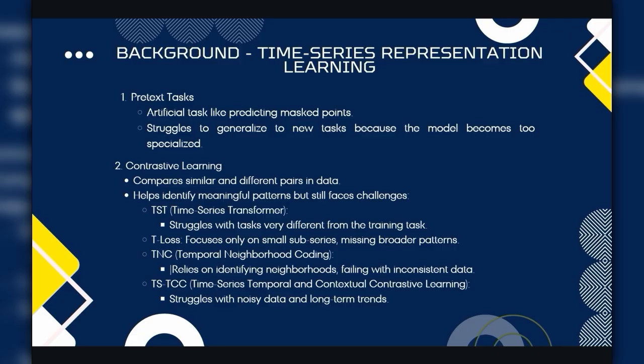For example, the time series transformer struggles to adapt when the target task is very different from the one it was trained on. With T-Loss, the method only focuses on comparing smaller subseries, which limits its ability to capture broader trends in the data. Temporal neighborhood coding relies on sampling nearby points in the data, which can fail if the data patterns are inconsistent or noisy. In the case of time series temporal and contextual contrastive learning, the model performs poorly when the data contains noise or when understanding long-term trends is essential.